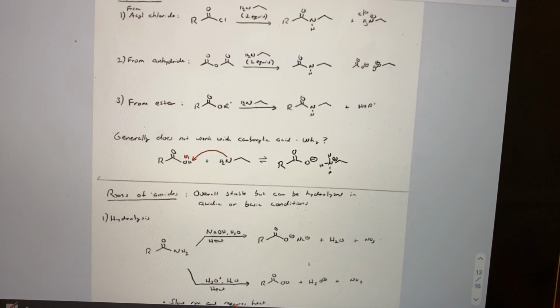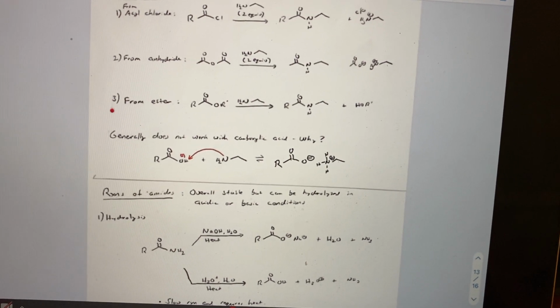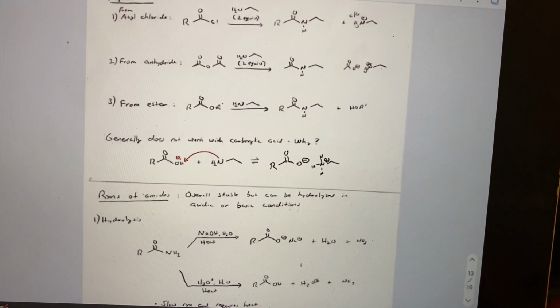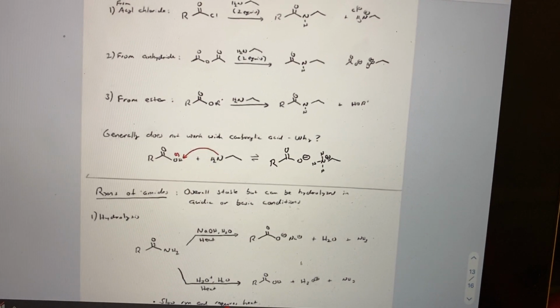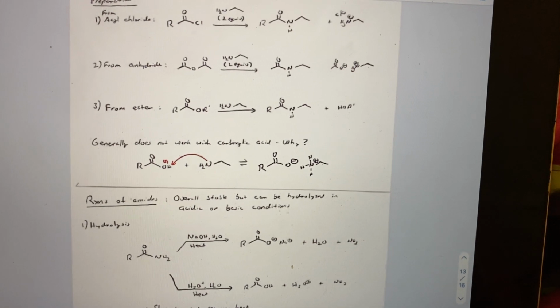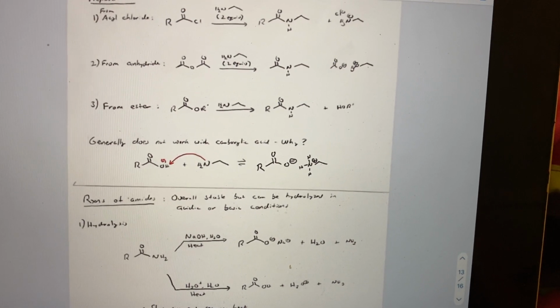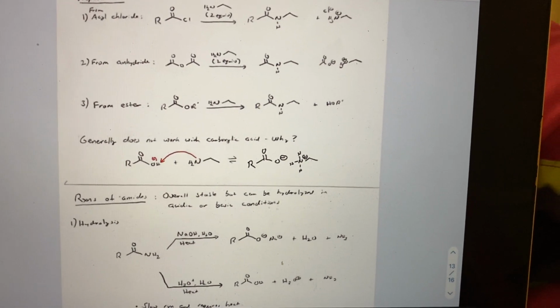So a variety of ways to review here, a variety of ways to make the carboxylic acid, a variety of ways to make the amide, and these different carboxylic acid derivatives: an acyl chloride, an anhydride, or an ester.